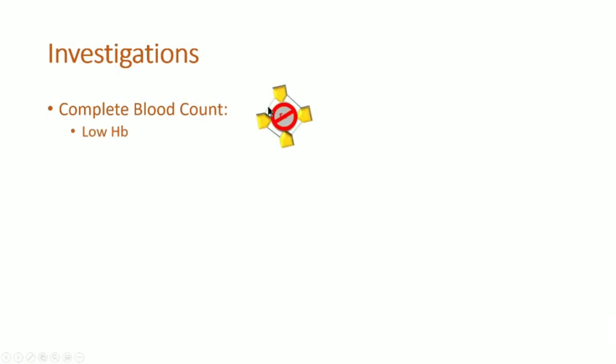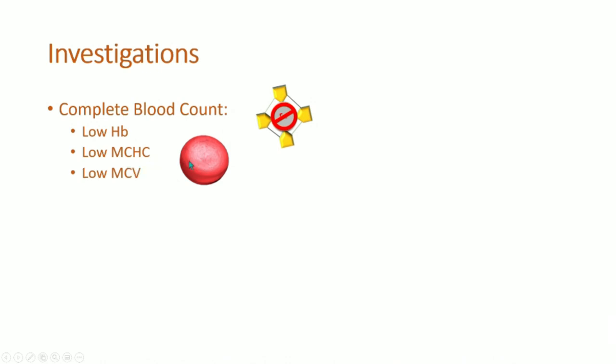Now we will discuss the investigations of iron deficiency anemia. Complete blood count or full blood count. Of course, there will be low hemoglobin because of impaired heme synthesis, which leads to decreased production of hemoglobin. Then an average red blood cell or corpuscle, that's what they call it, will have less than normal hemoglobin concentration. So there would be low MCHC, low mean corpuscular hemoglobin concentration.